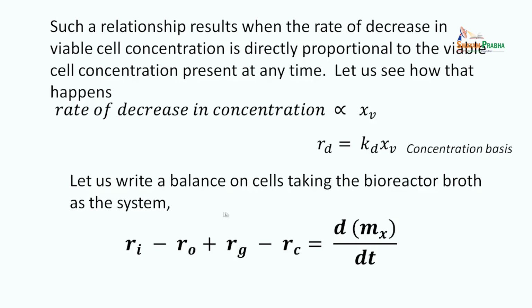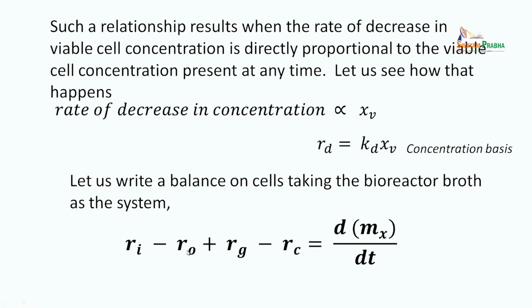You might recall this equation here. The rate of input of the cells into the system, which is the bioreactor broth, minus the rate of output of cells from the bioreactor broth, plus the rate of generation of cells in the bioreactor broth, minus the rate of consumption of cells in the bioreactor broth, equals the rate of accumulation of cells in the bioreactor broth. Okay. This is if you consider all that can happen to the species cells, this is all that can happen.